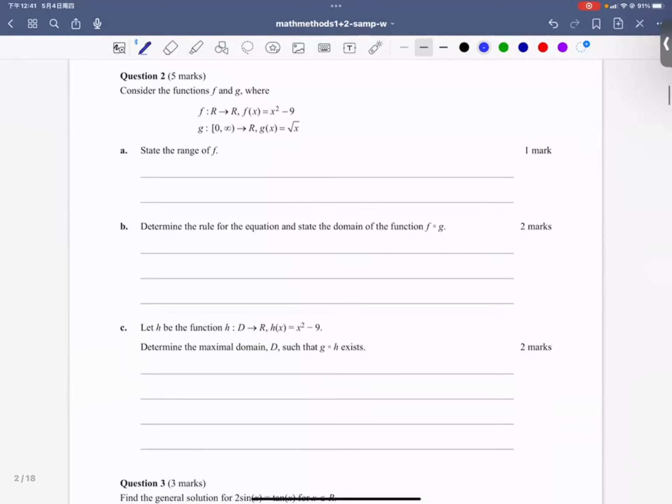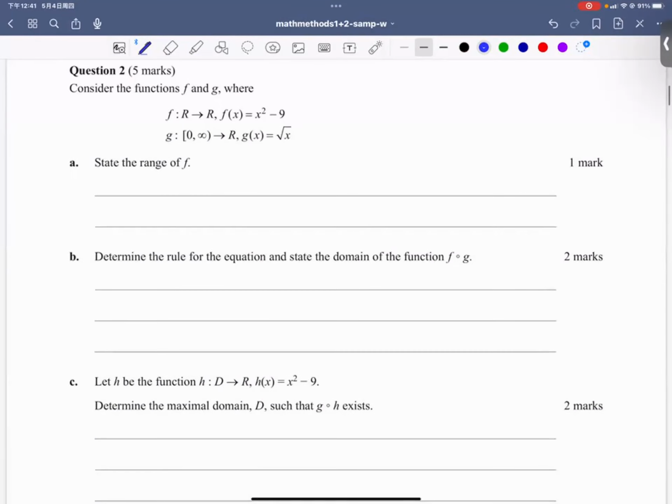Let's have a look at the second question relating to functions, graphs, domain, range. So firstly, you want to state the range of f. f is this quadratic function. Do a quick sketch. You should be able to see, okay, here we go. This is -9, this is -3, this is 3. So the lowest value is -9, and the highest value is positive infinity. So what I'm writing is range of f is [-9, infinity).